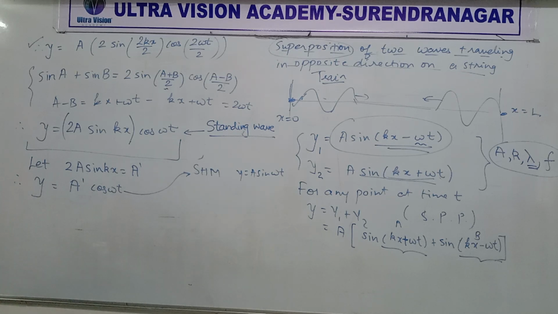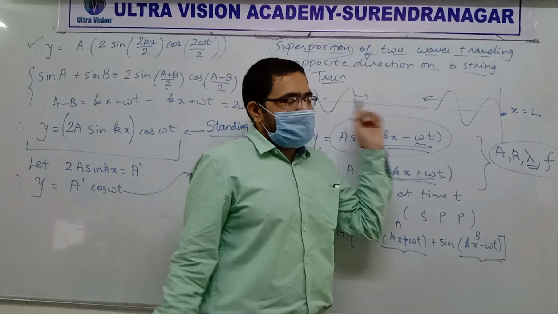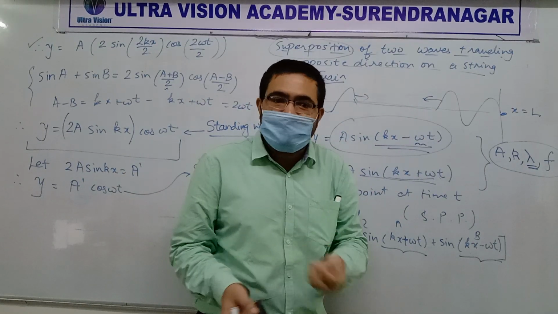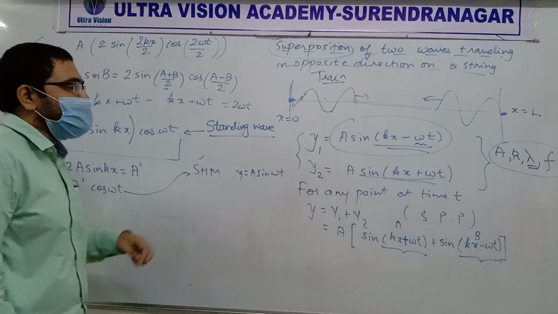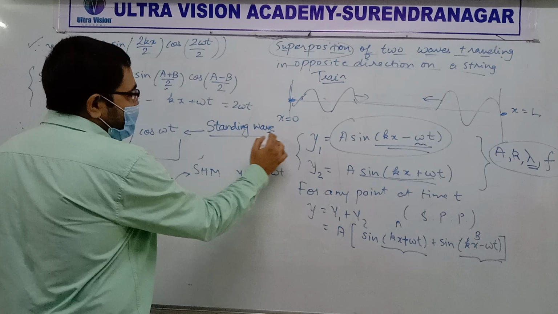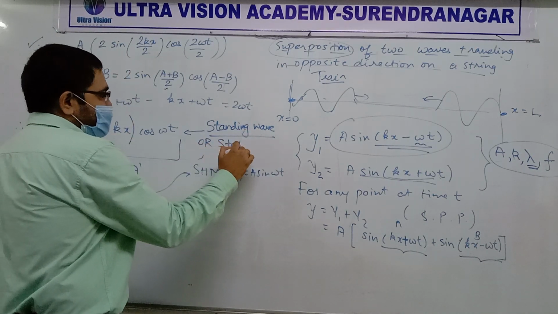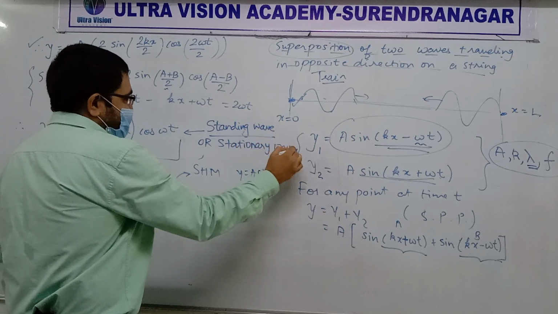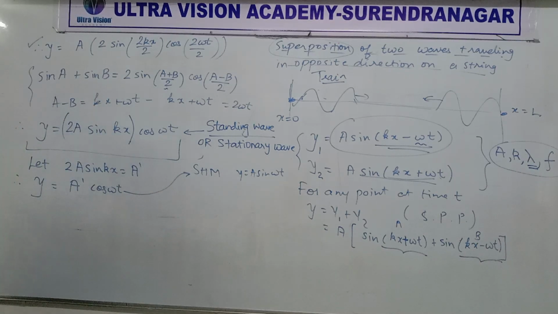Okay, now why is it not going in any direction? Again, let me go through it. Energy is going that way, energy is also going that way. So the net effect is that energy isn't going anywhere. Hence the name standing. Another name for this is stationary wave. I'm sure you understood that name also. Okay, names are clear?